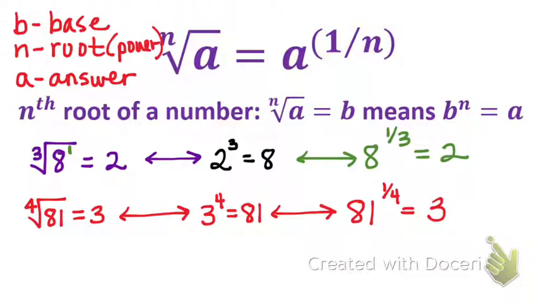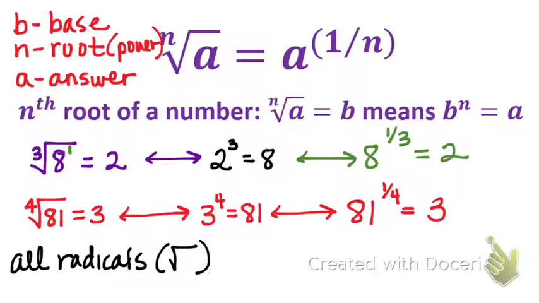So the main thing that I want you to realize is that all radicals, and this is what a radical looks like, can be written as an exponent that's a fraction.